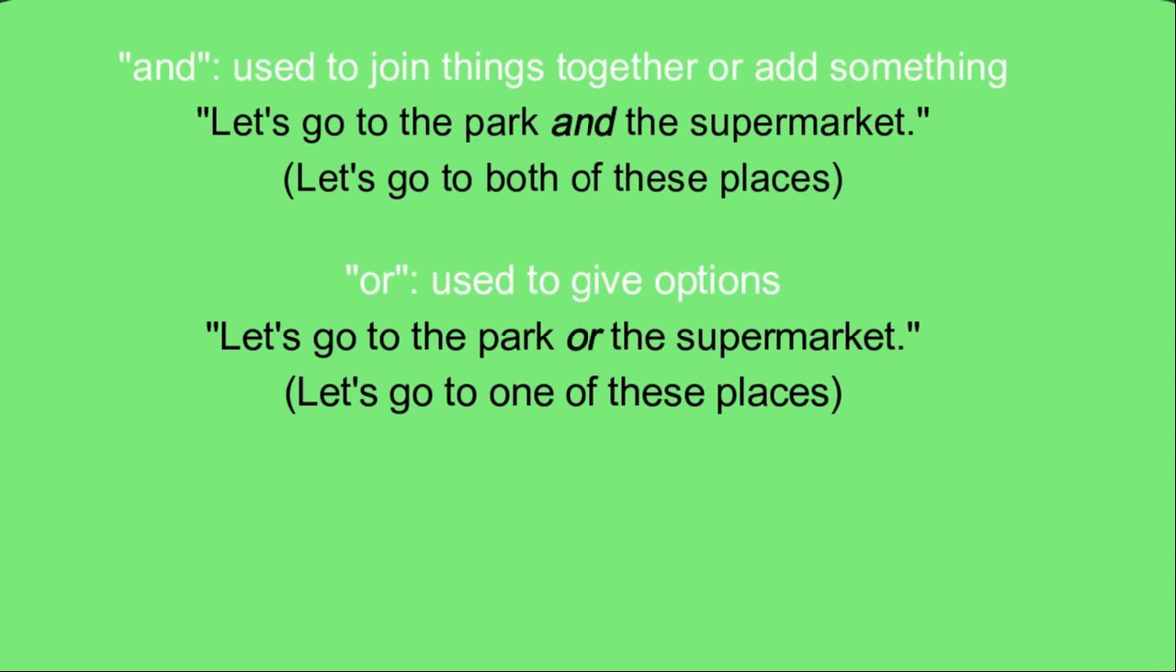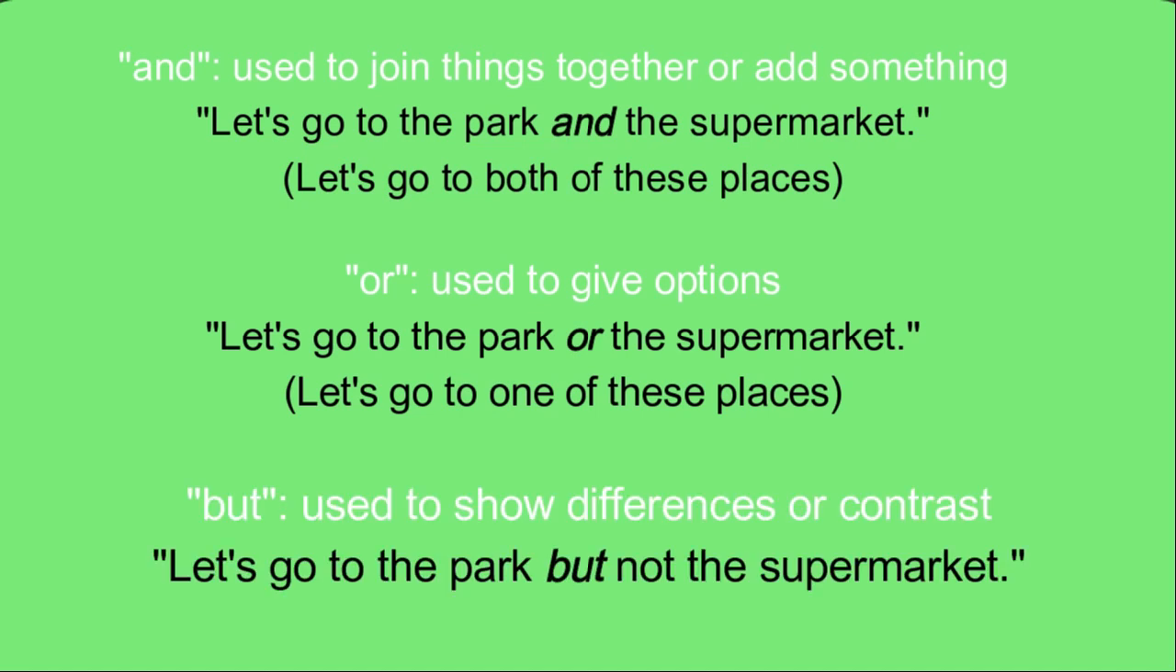Or is used to give options. So we can make a choice. Let's go to the park or the supermarket. In this case, we only go to one place, not both, just one. And but is used to show differences or contrast. Let's go to the park, but not the supermarket. So we only go to one of the places. Here are simple sentences, but I think it's time to look at some compound sentences.